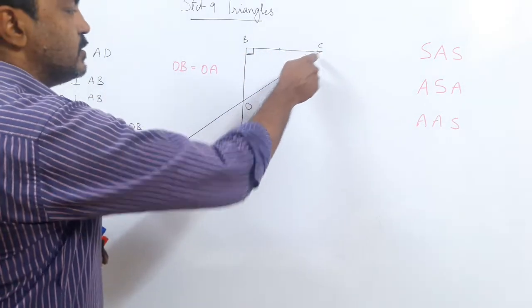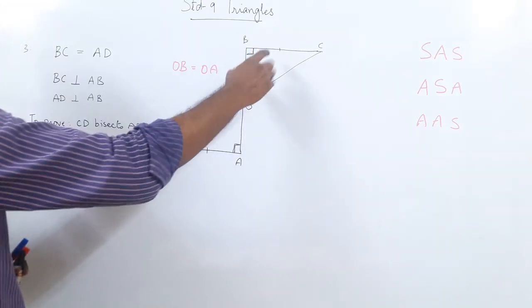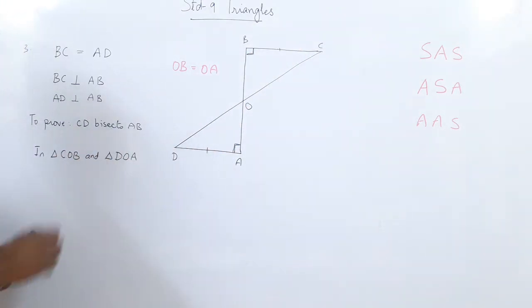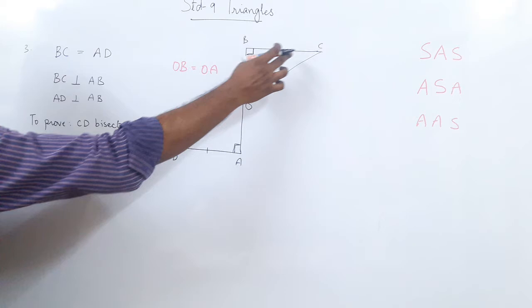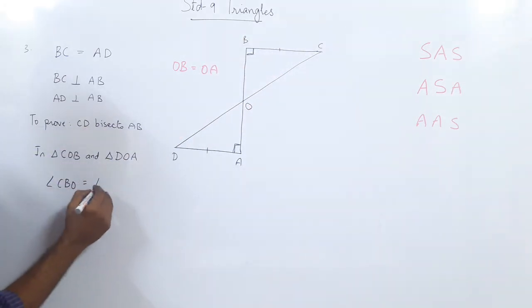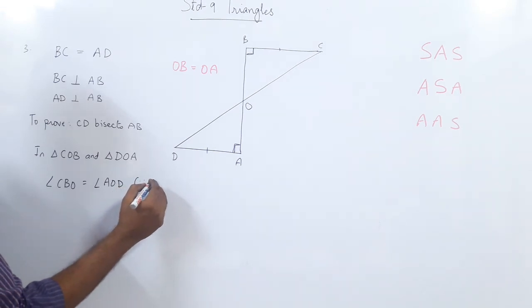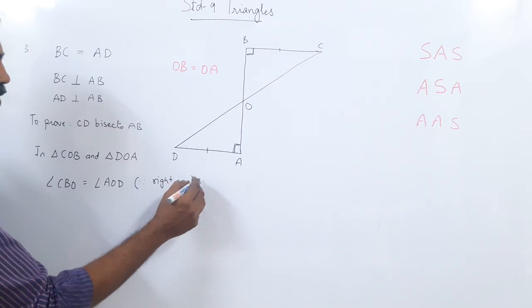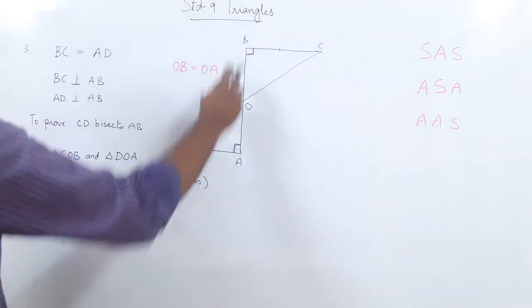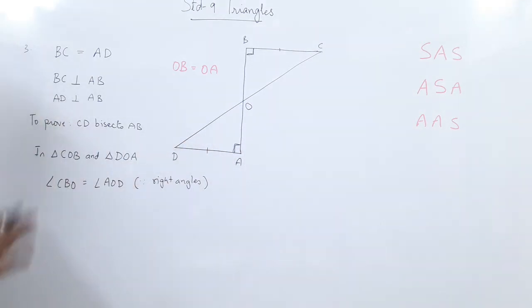I took triangle COB, this triangle, and triangle DOA, the bottom triangle. I have taken this triangle separately and this triangle. That is what I have taken. Now let me see what is given to us. It is given angle CBO of this triangle, angle CBO equal to angle AOD, because right angles, both are 90 degrees. So both are right angles means they both are equal. So I have got CBO equal to OAB. Okay, so it is right angles.